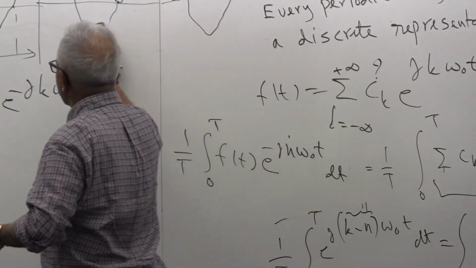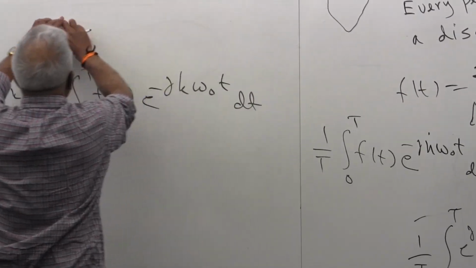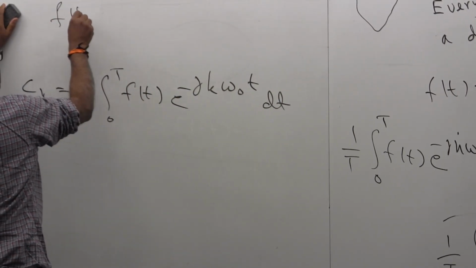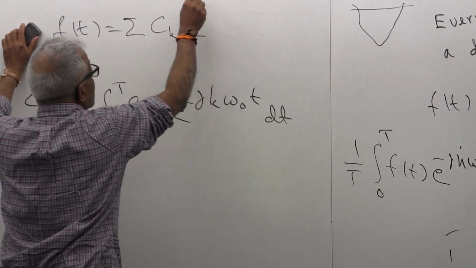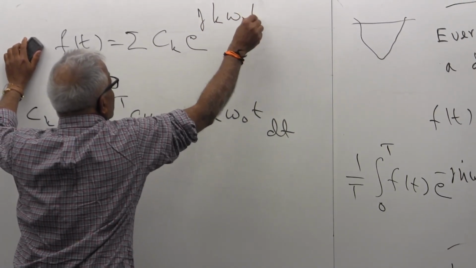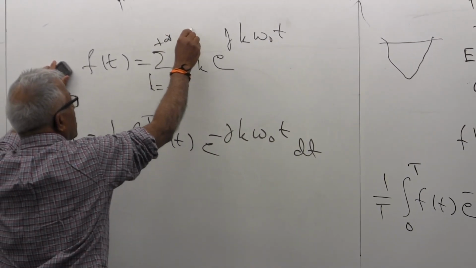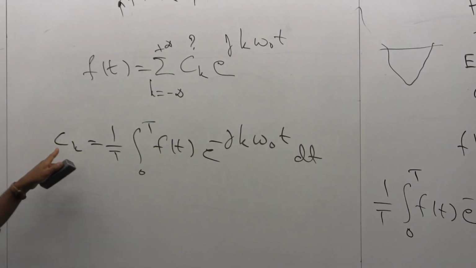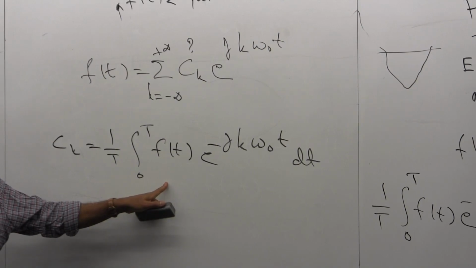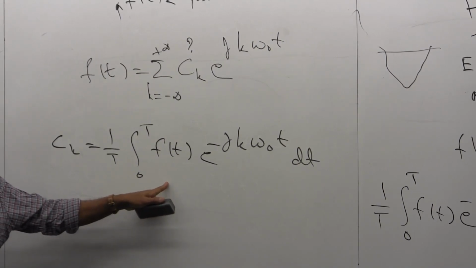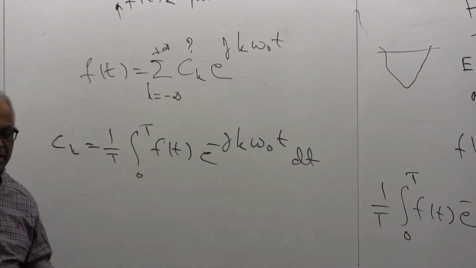So what is the bottom line here? If f(t) has a representation, in general, any periodic signal can be written as sigma ck e raised to jk omega naught t. So the question is, these are the amplitudes. Of course, the amplitude has to be derived from the signal itself, right? The amplitude has to be derived from the signal. So it has something to do with the signal, and that's the relation.